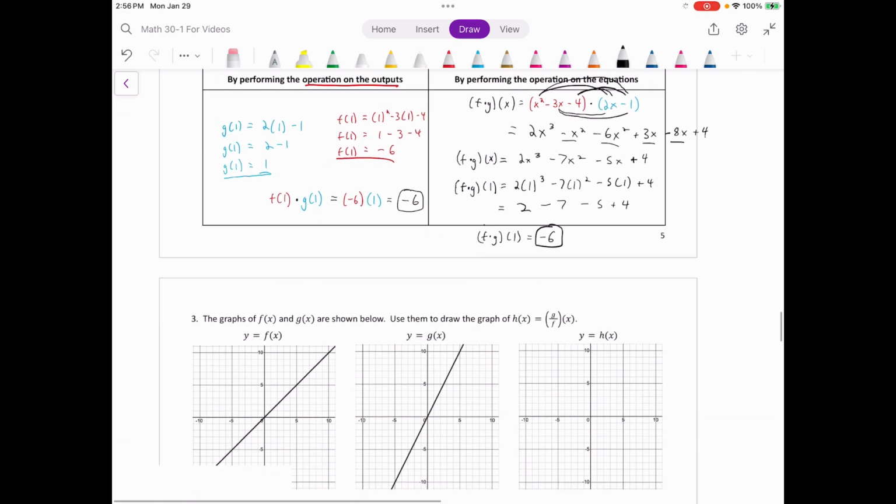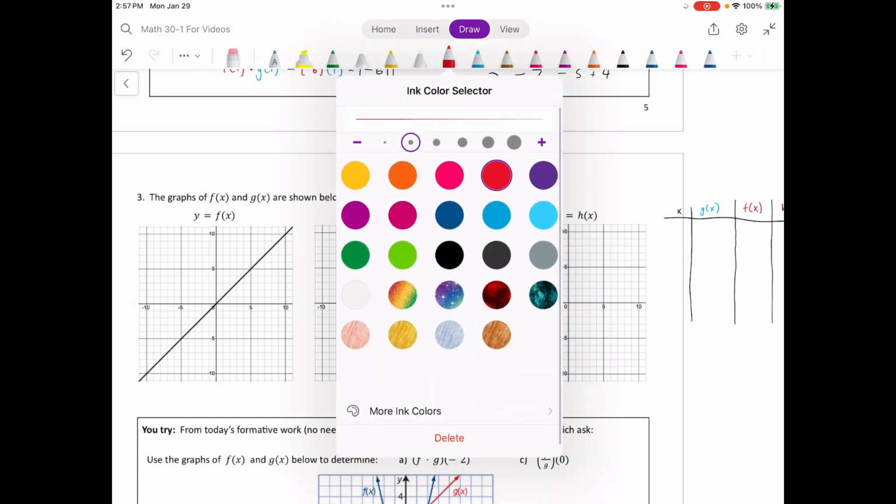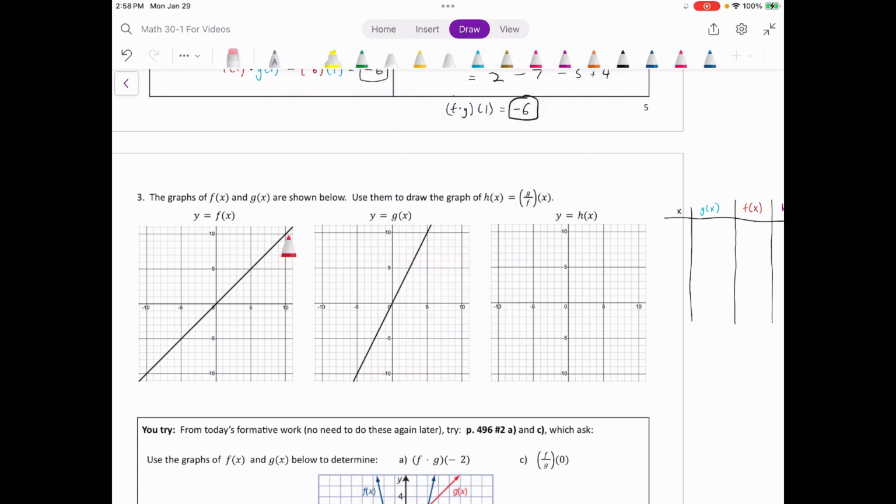But either way, same result. So another one with graphs here. Again, it's actually really nice when they give us the graphs because the graphs are showing us all these different values of f of x and all these different values of g of x. And then all we have to do is divide them to get h of x, right?